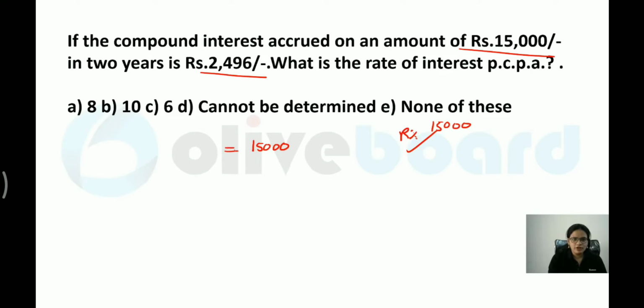Instead of that, you have to use the basic method now. So what would be your value? 15 plus 2 you have to add over here, that is nothing but 17,496. You can calculate 1 plus R percent, and it is in 2 years. So write the 2 value in this case. So what will you get? 17,496 divided by 15,000 is 1 plus R percent whole square. Okay, so just solve this.